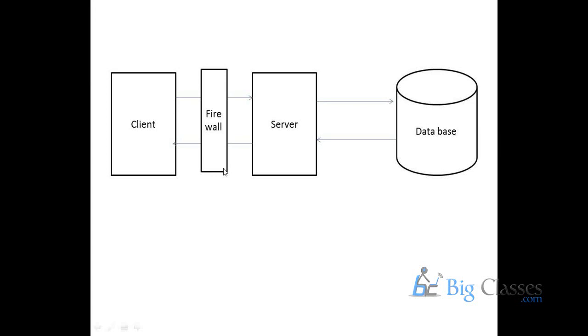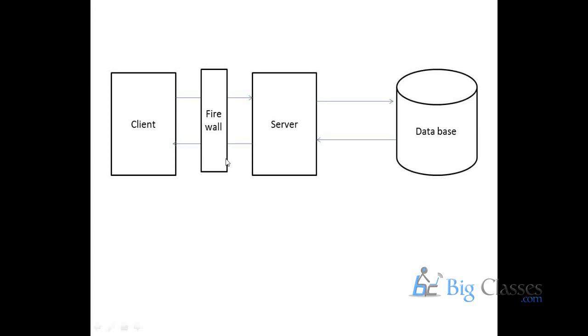For example, Google service is there in many places. I'm using Google.com. If my system has some virus, definitely the virus also goes along with the request object, right? So what will the firewall do?